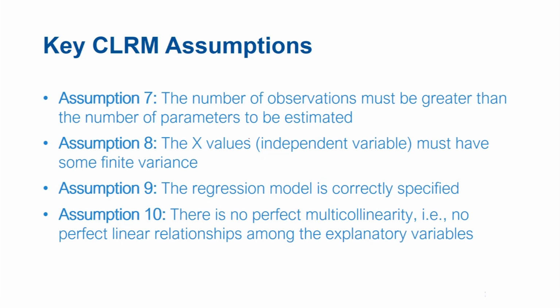These remaining 4 assumptions are assumptions 7, 8, 9, 10. The 7th is that the number of observations must be greater than the number of parameters to be estimated. In fact, for a better estimation, the number of observations should be much larger than the parameters to be estimated. A good thumb rule is that the number of observations should be at least 5 times the number of parameters. The x values, the independent variable, must have some finite variance. For example, if the variance is very low, or if all the x values are almost the same, then the model cannot be estimated, or even if estimated, the estimates are very poor.